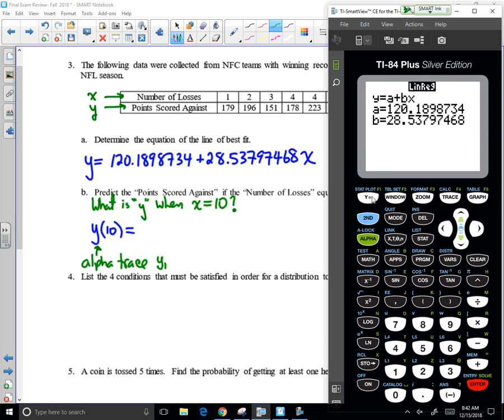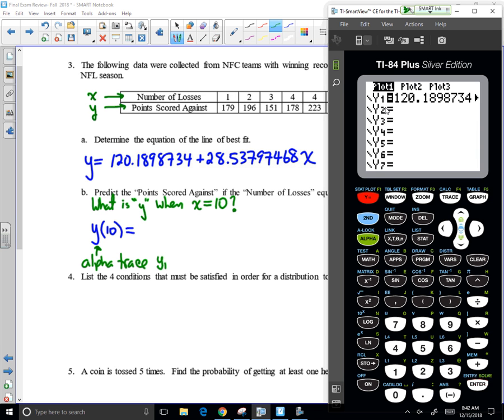All right. The idea, again, is when I hit Y equals, that entire equation has been stored in for Y1. So I can evaluate that function for any X value. All right. So if I hit alpha trace Y1, open some parentheses, type in the 10, close them up, and hit enter, and it'll report back the correct answer.